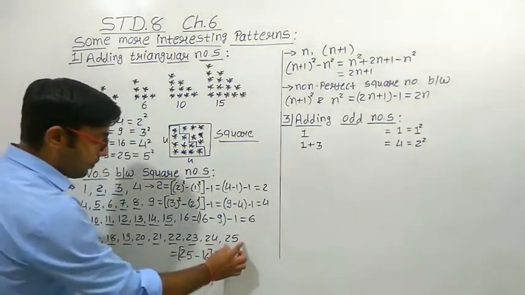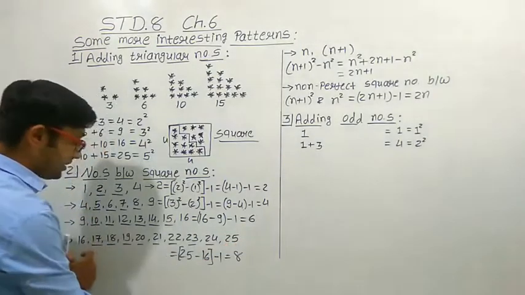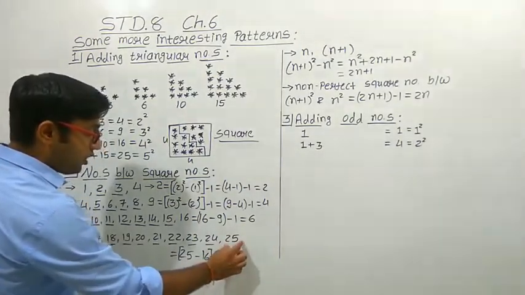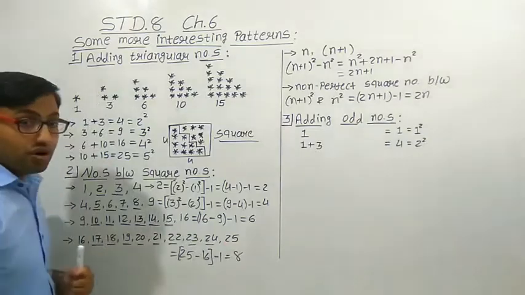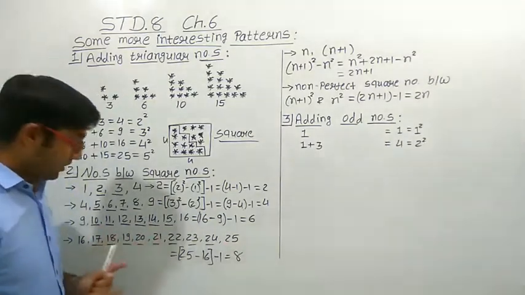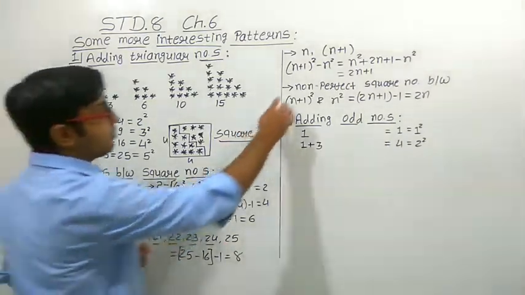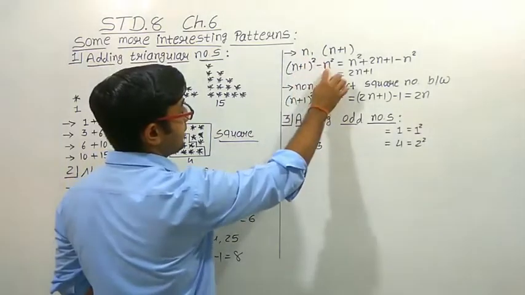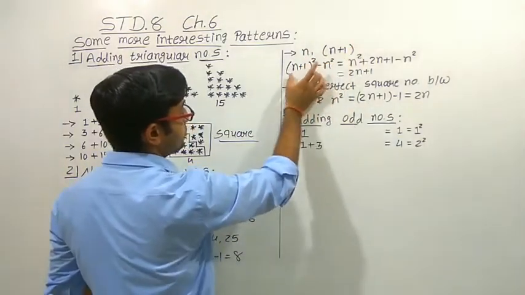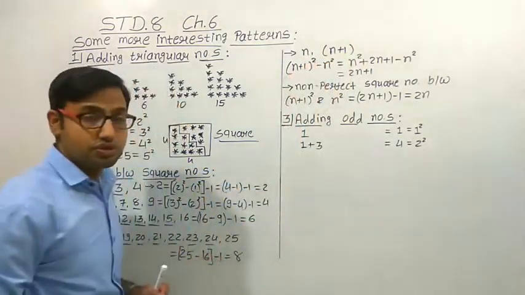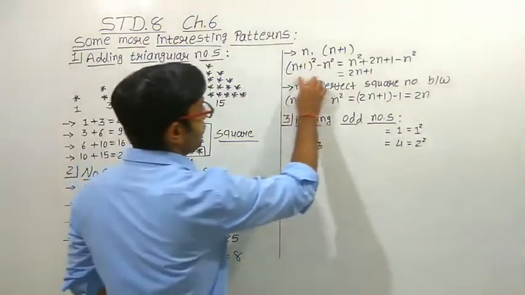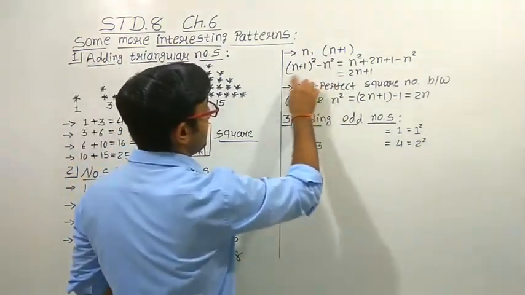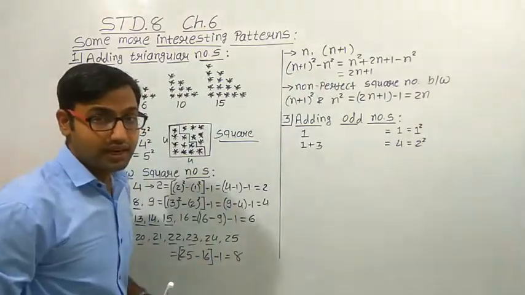So we have to subtract 25 and 16, but 25 is what? 5 square, and 16 is what? 4 square, right? So here we have to make the square of n, that is n square, and n plus 1 square, that is n plus 1 square. We have to find out this subtraction. So here we have to use one of the identity.